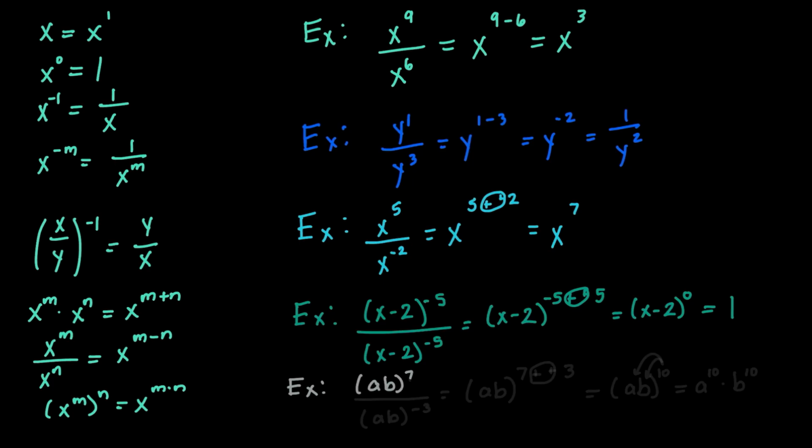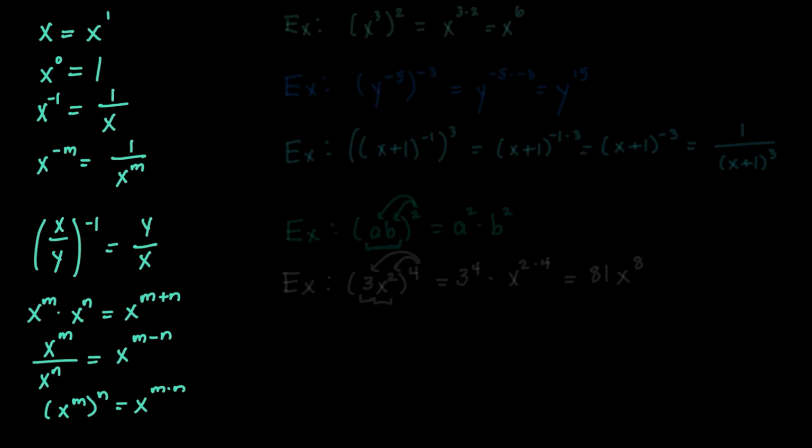a b to the 7th divided by a b to the negative 3rd. My base is the same. They're both a times b. We're dividing, so we subtract. So this is a b to the 7 minus negative 3. Again, double negative supercharges to a positive. This is a b to the 10th. Now we see our rule over here, that's a power to a power. So that means this 10 has to distribute in a to the 10th times b to the 10th.